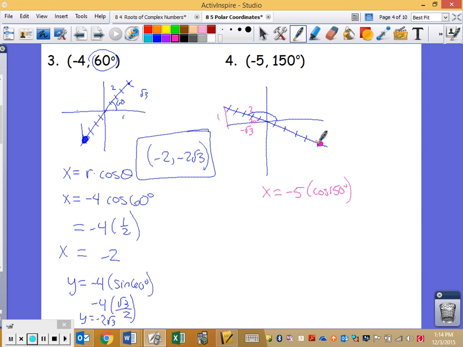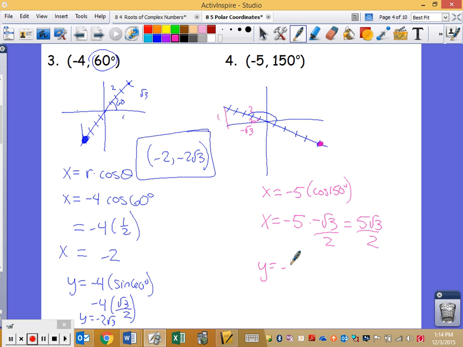So I need to find this coordinate, though. So that's the tricky part. You need to figure that part out. You could redraw the triangle, or I could just deal with it right here. So I know that the x value is going to be -5 times, what's cosine of 150 degrees? Cosine's -√3/2. It's just two negatives make a positive. 5√3/2. I'm over 5√3/2, and then obviously I'm going to go down.